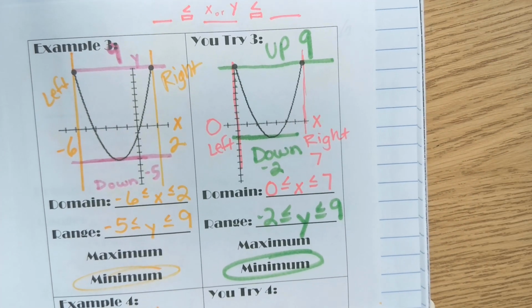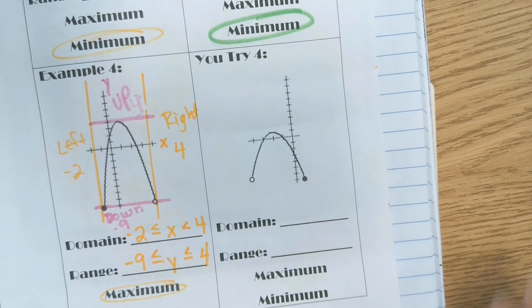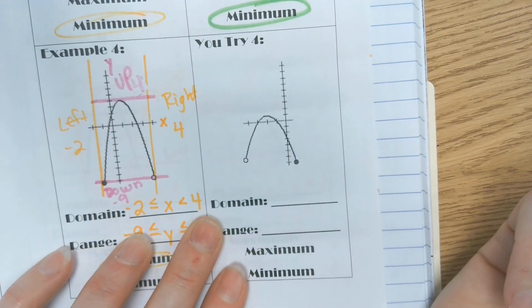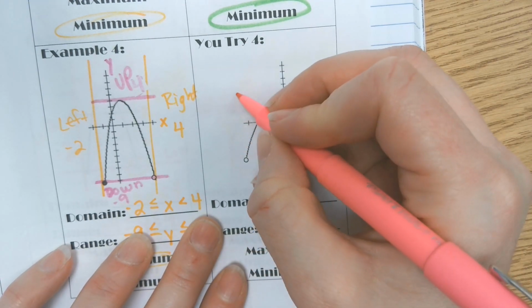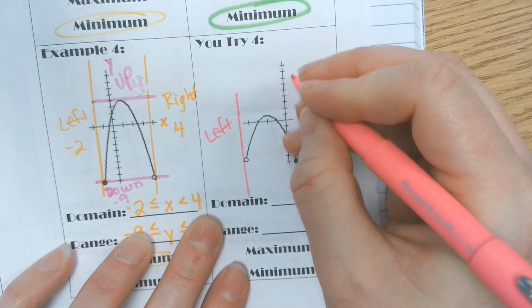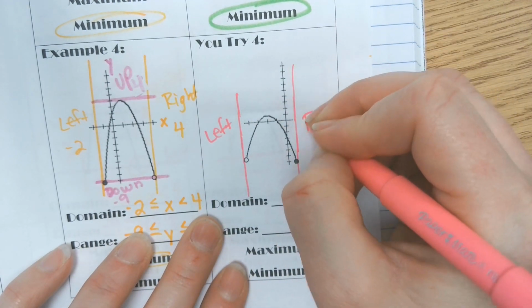Okay, let's do one last one. You try 4. Let's do our domain first. Domain is x. We're going left to right. So we want to see how far left does it go? How far right does it go?